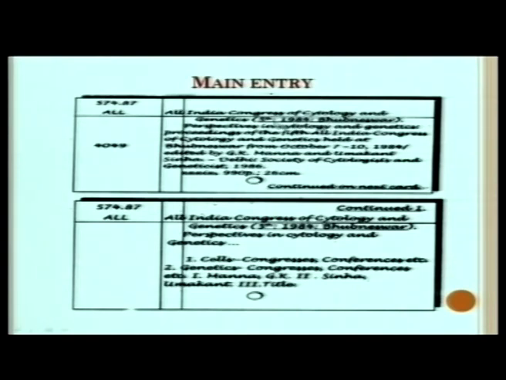So, these three are the elements which have to be specified after the title of the conference within circular bracket, and the elements have to be underlined. The rest is the same. Here, in the tracing section, we have two subject headings. One is cells, congresses, conferences, etc. The second one is genetics congresses.